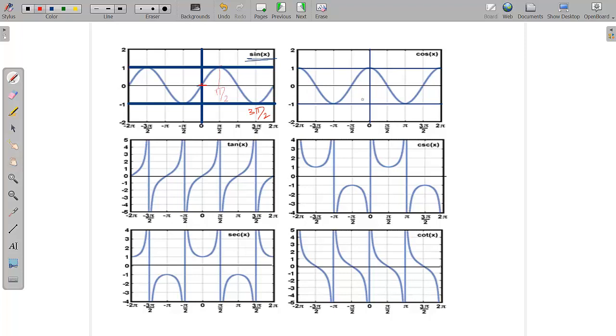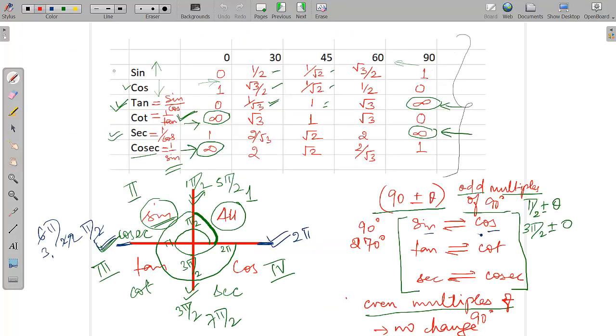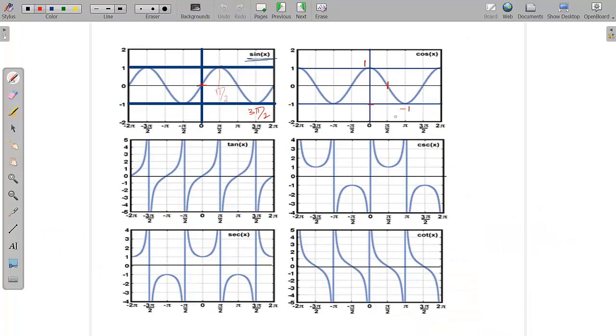Cos 0 is 1, so it starts from 1. This is the 1 line, so cos 0 degrees is 1. Cos pi is again minus 1. Cos pi by 2, if you see, is 0. We already know this: sine 0 is 0 and sine 90 degrees is 1, cos 0 is 1 and cos 90 degrees is equal to 0. So this is the way the graph of cos lies, between minus 1 and 1.